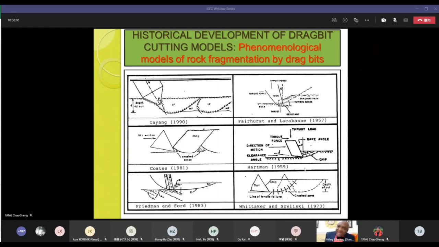And then there were others like Coates in 1981, Coates that you see there in the middle to the left. In his own representation, the cutting bit just dislodges, it wedges, it dislodges the rock so that it creates that chip. In my own case, the cone does not need to penetrate to the depth of cut, meaning that you don't have to expend a lot of energy, but that is promoted by the existence of cracks.